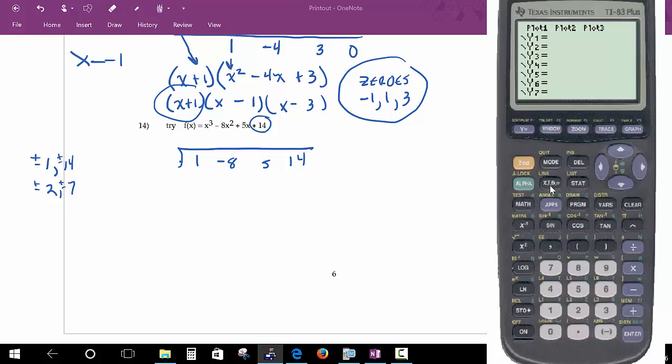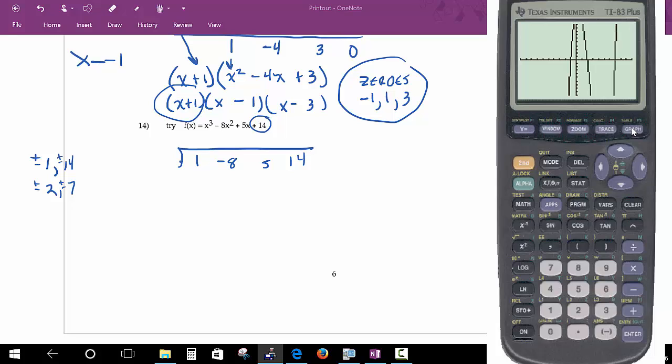All right, so I'll put this in, and then I'll let you see if you can finish it up. So x to the third minus 8x to the second, and then plus 5x, and then plus 14. Okay? Going to do that in the standard window? Okay? I won't say anything.